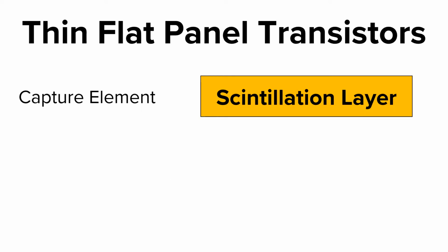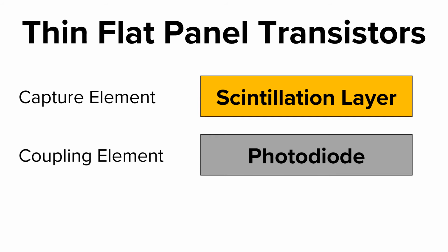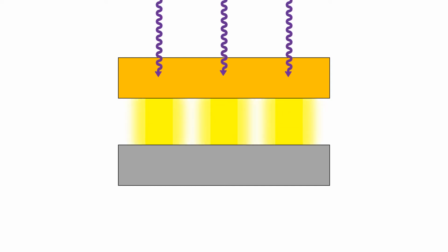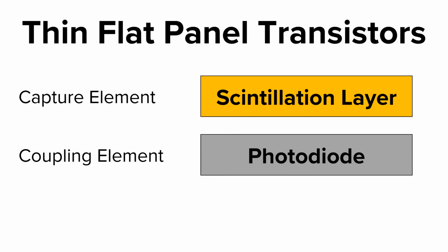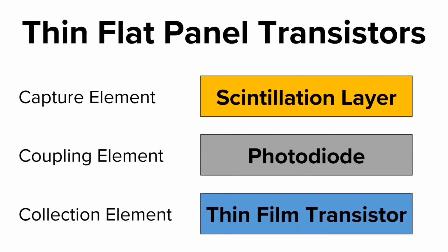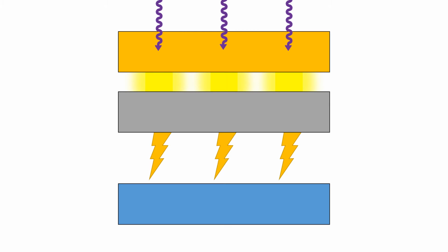The next element is the coupling element. The coupling element uses a photodiode substance to convert light into electrons. The photodiode substance used is amorphous silicon. The last element is the collection element. The collection element collects those electrons from the coupling element on a thin film transistor, aka a TFT.